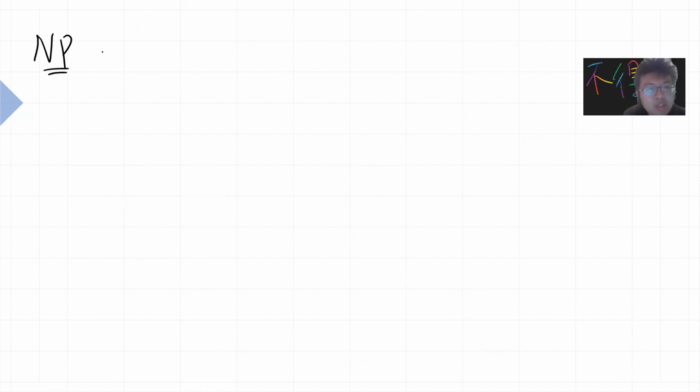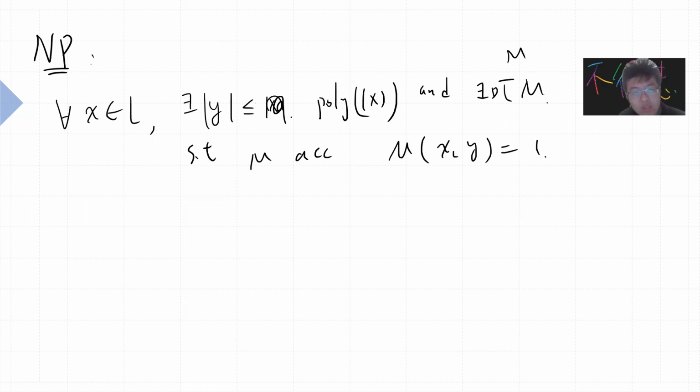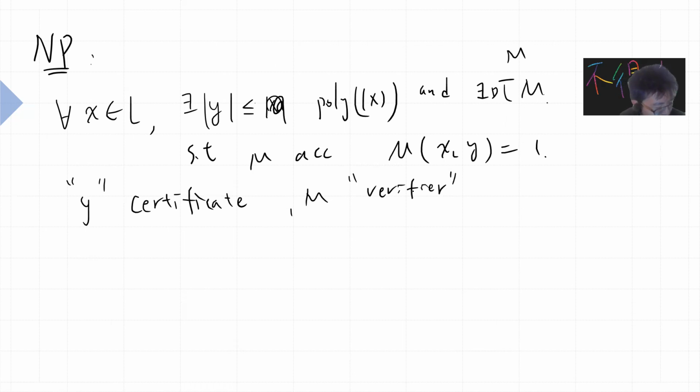NP is the non-deterministic polynomial time, whose usual definition looks like this: for every x belonging to L, there is a y with length at most poly of the length of x, such that there is a deterministic Turing machine M such that M of x, y outputs 1. This y is called a certificate, and this M is called a verifier. This is the standard approach.